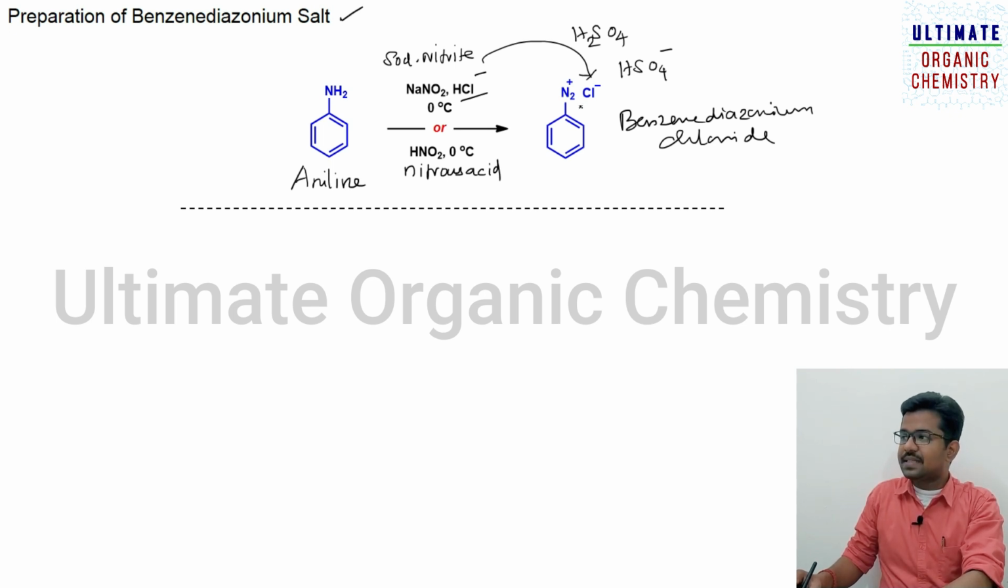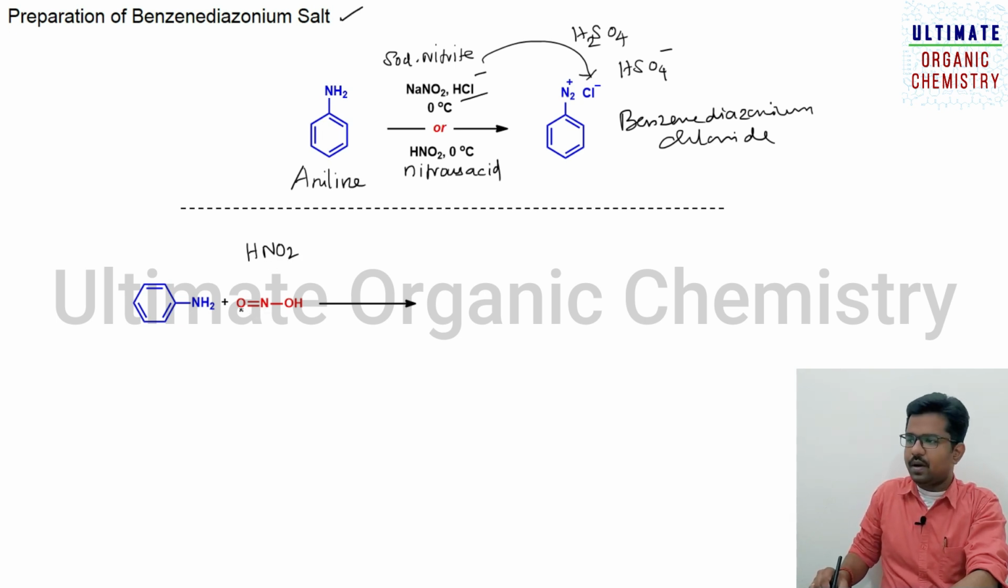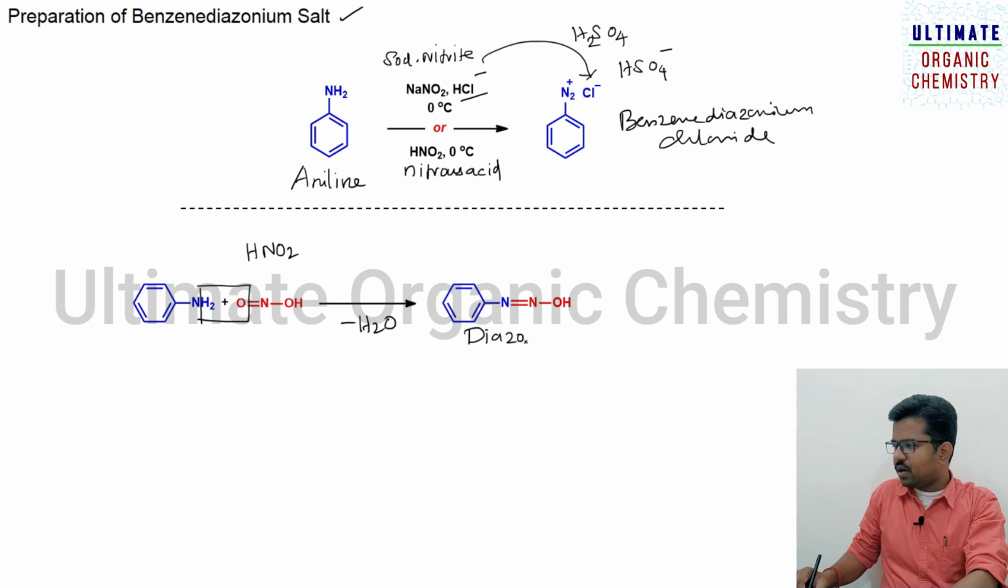Now let us discuss briefly how it forms. This is a shortcut only, this is not the exact mechanism. Aniline is reacting with nitrous acid, which is given as HNO2. It can be written like this, that is nitrogen connected to one oxygen by a double bond and another oxygen by a single bond. Basically, removal of water takes place. After removal, you will get a compound known as diazo hydroxide.